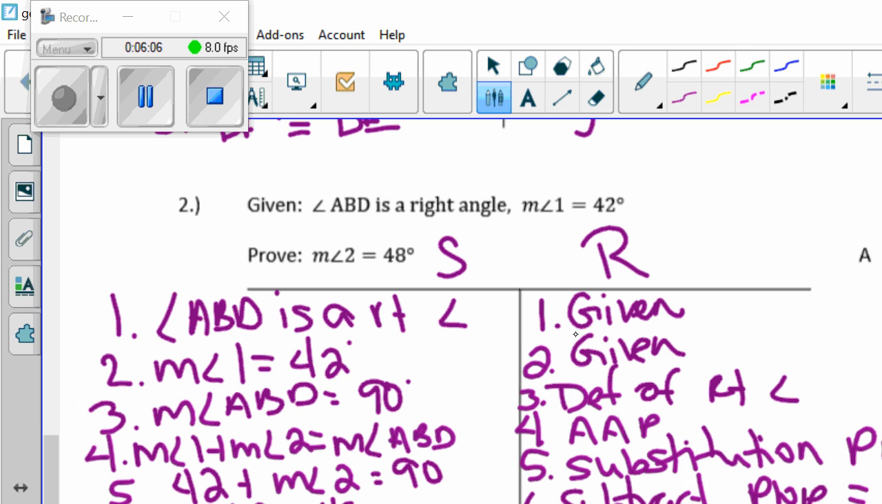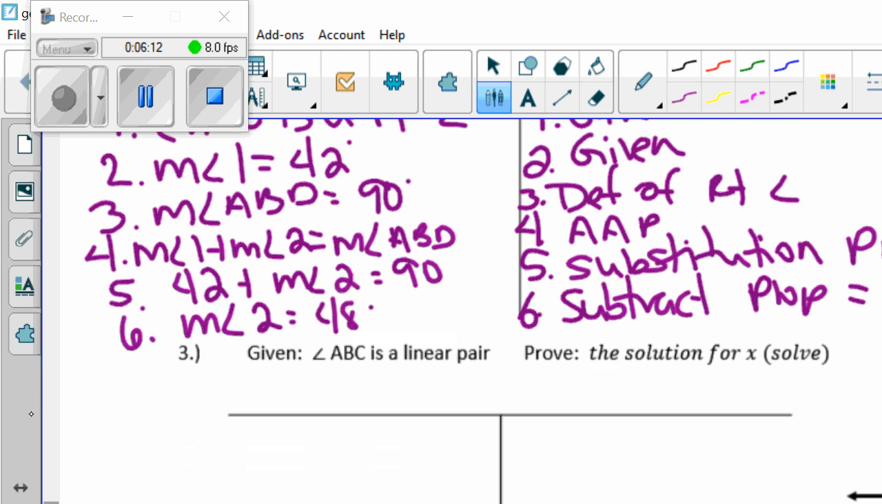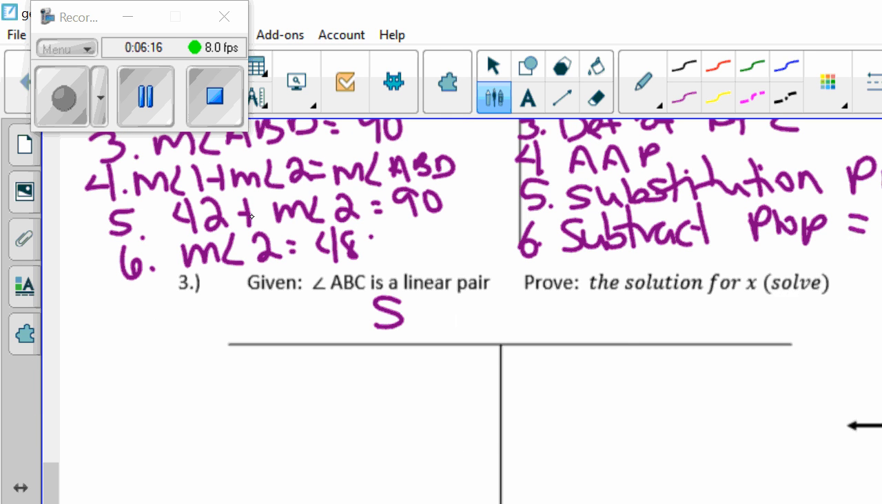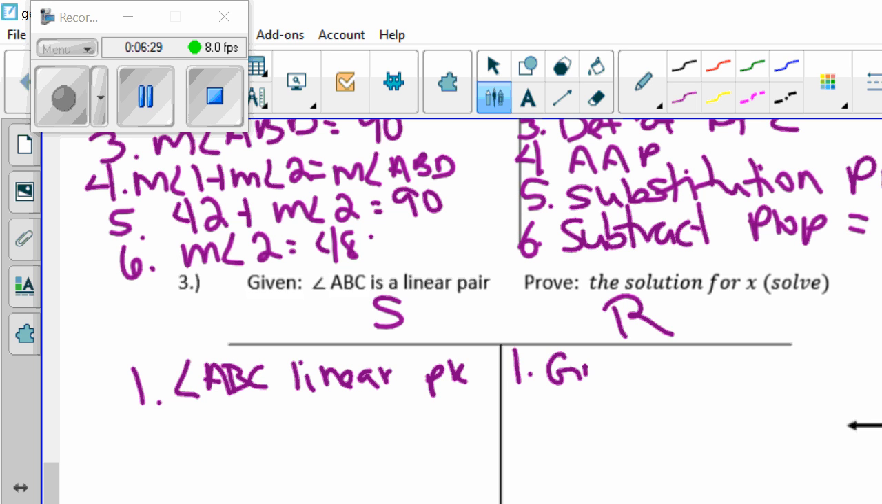My last statement, measure angle 2 equals 48 degrees, is exactly what they asked me to prove, so I know that I'm done. All right, let's look at another one. So here, given angle ABC is a linear pair, prove the solution for x. Okay, so start out with what they give me: angle ABC, linear pair, given.